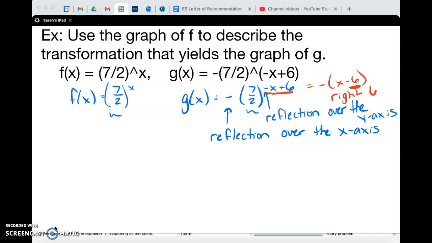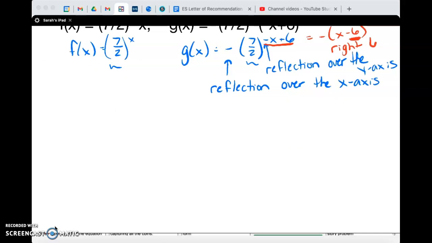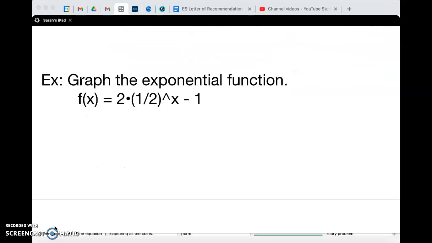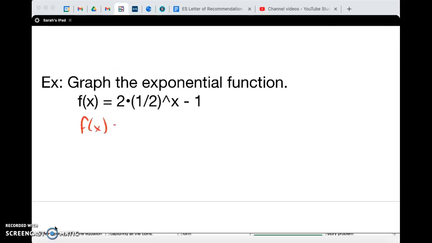Good with that? Okay. So let's actually graph one and see how this works.